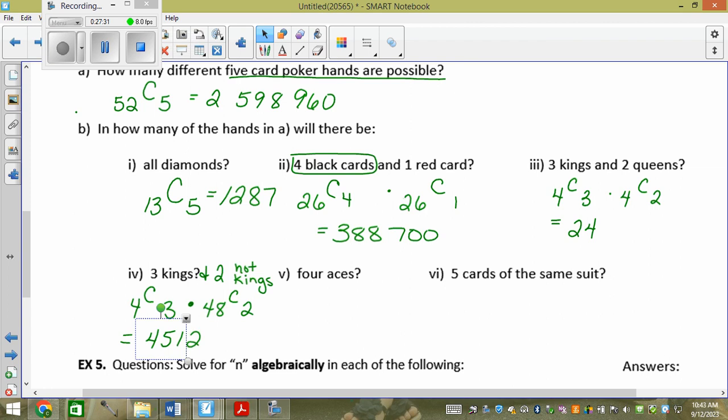Okay. Next one, try it out. 4 aces. So this one, we need 4 aces. Is that 5 cards? No. We need 4 aces and 1 what? Any other card. Yeah, not ace. So we would do 4C4 and 48C1. I don't need to type this into my calculator. You want to know why?